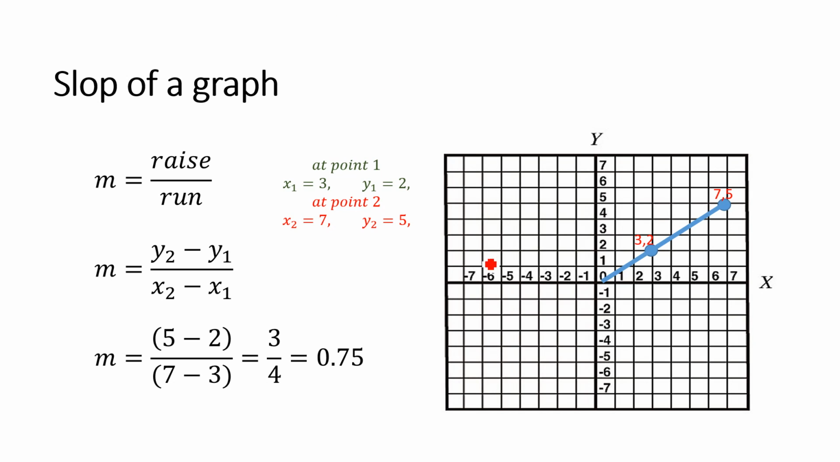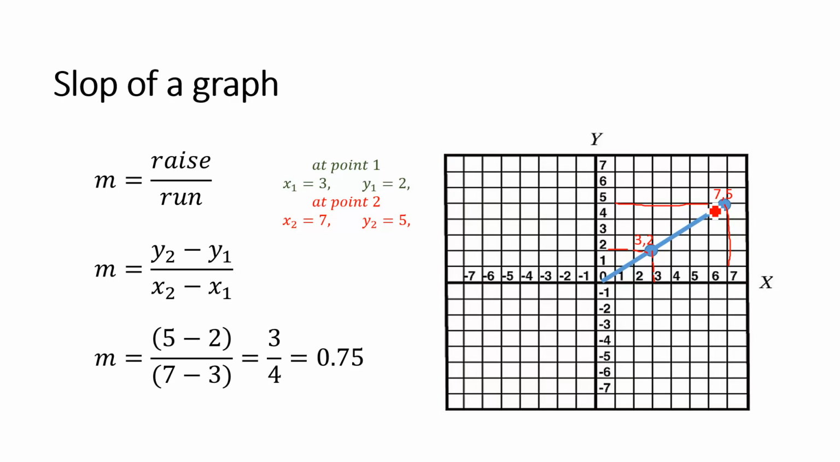Now let's consider we have this xy coordinate system. This is the x-axis and this is the y-axis, and we have 2 points. This is point 1 and this is point 2, where at point 1 the x coordinate is 3, while the y coordinate is 2. Now we have another point, point 2, and here the x coordinate is 7 and the y coordinate is 5.